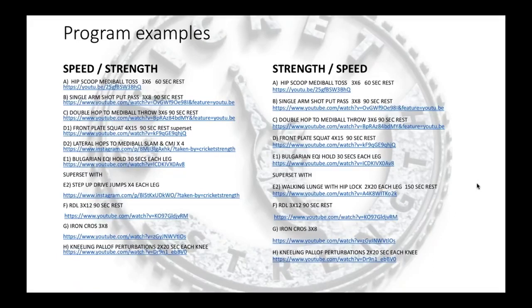Then we move into another superset. Now we've got the one guy doing Bulgarian isometric holds, which again, massive for fast bowlers. They're both doing that. But then one is supersetting it with the step up knee drive jumps, the other supersetting it with walking lunges, okay, with the hip lock. So again, we need dose response. What does he need and what does the other one need? Make sure we're getting what you need. And then they're finishing off the same as well.